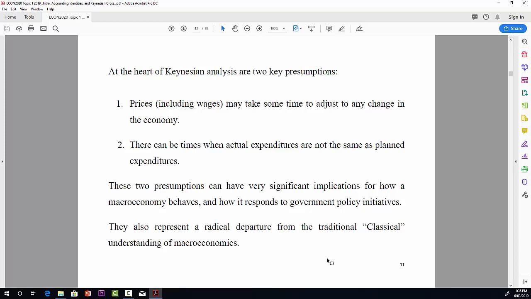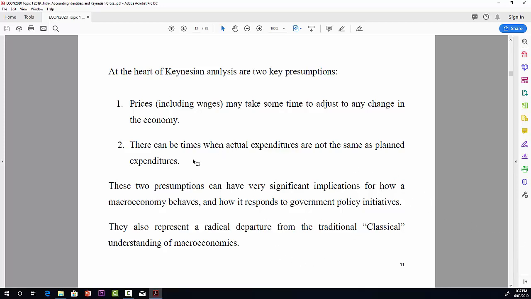And arguably, wages do take some time to adjust. I know, for example, my own contract with the University of Queensland, we negotiate a wage from year to year, but over the period of the year, my wage is fixed. And so if there's some change to the economy, some inflation or any other change in the economy, my wage is fixed over that period. So it's not really a very extreme assumption to presume that wages can actually be fixed for some period of time.